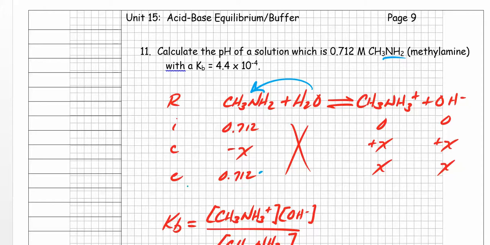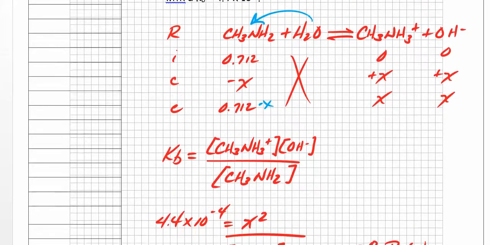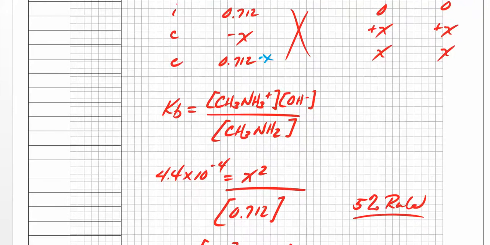Now, let's talk about this equilibrium row, because this is important here. Theoretically, this should be 0.712 minus x, just like that, right? Why? Because we lost some of that. And, of course, this would be x. 0 plus x is x, and this is x. But here's a little trick that I want to show you that you can use with weak acids and bases on the AP exam. You can't do that in here, but you can do it on the AP exam.